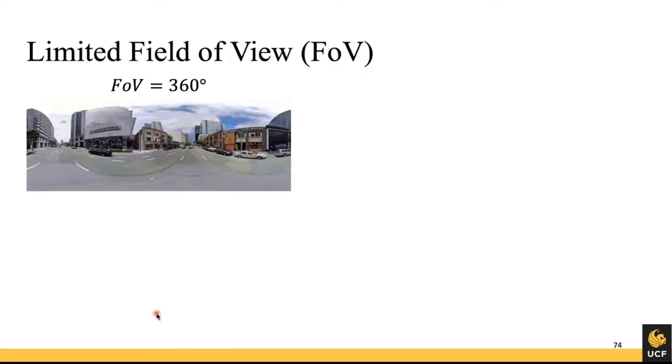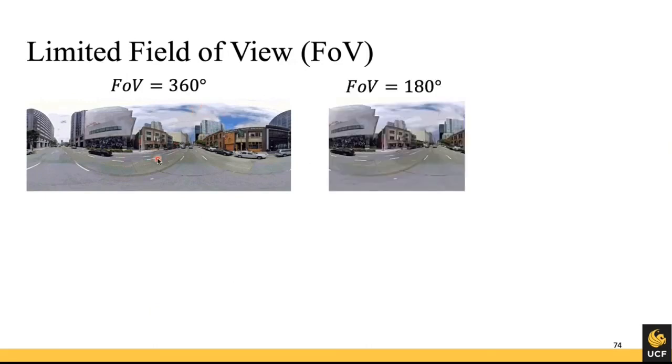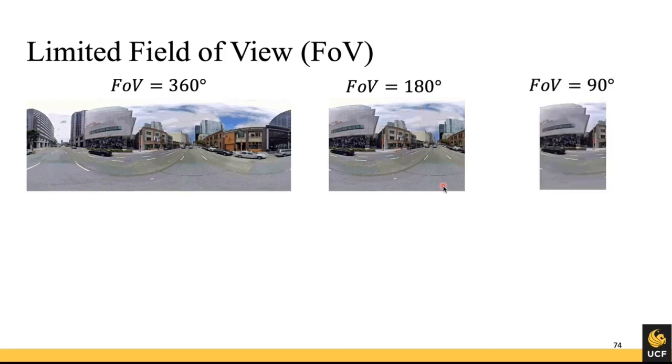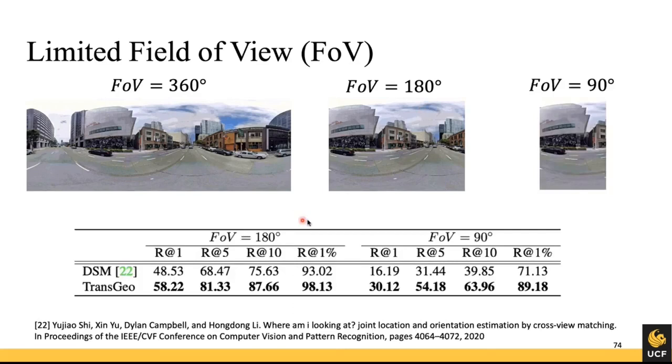Another experiment we did is under the limited field of view. For VIGOR, we collect the panorama, which is a 360-degree view, so a full coverage of the scene. But in some cases, you may have images collected from Flickr or Instagram that only cover a partial view of the scene, maybe 180 degrees or only 90 degrees. With this kind of limited field of view evaluation, again, our method is able to outperform the previous method.